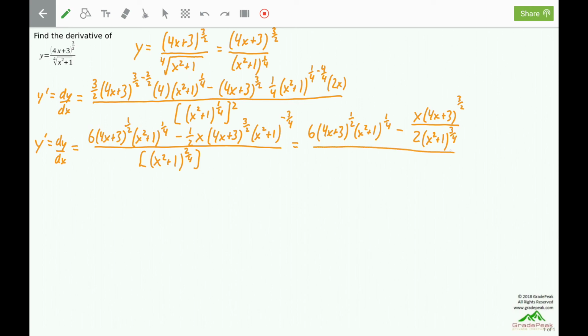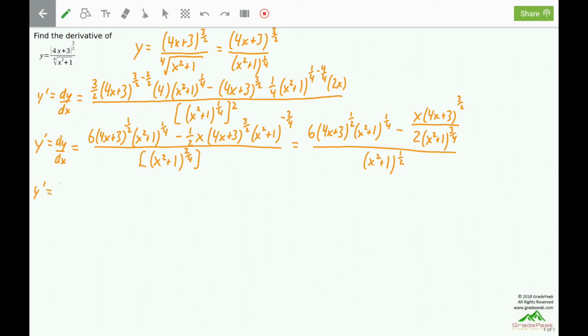All this is divided by (x squared plus 1) to the 2/4, which we can write as reduced to 1/2 power. Now we have a fraction in the numerator right here. We're going to need to combine that with this term, so we're going to need to produce a common denominator between those two. That's going to be our next step.